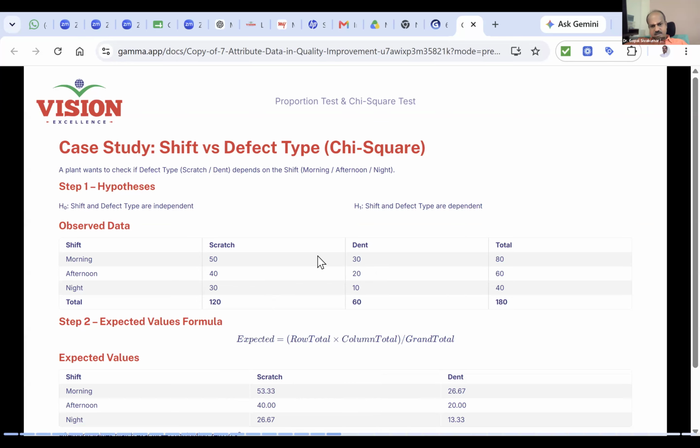Same manner, you have to replace every cell with the expected value. For 30, the row total will be 80, column total will be 60, grand total will be 180. Then for the afternoon, for the 40, the row total will be 60, column total will be 120, grand total will be 180. Now, one of you please tell me how should I calculate the expected value for the dent of 20?